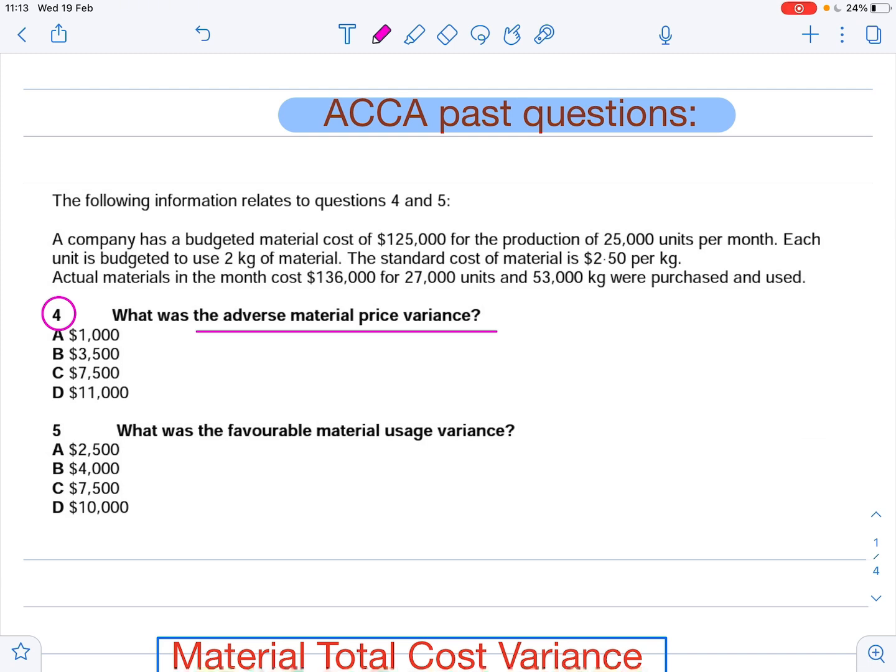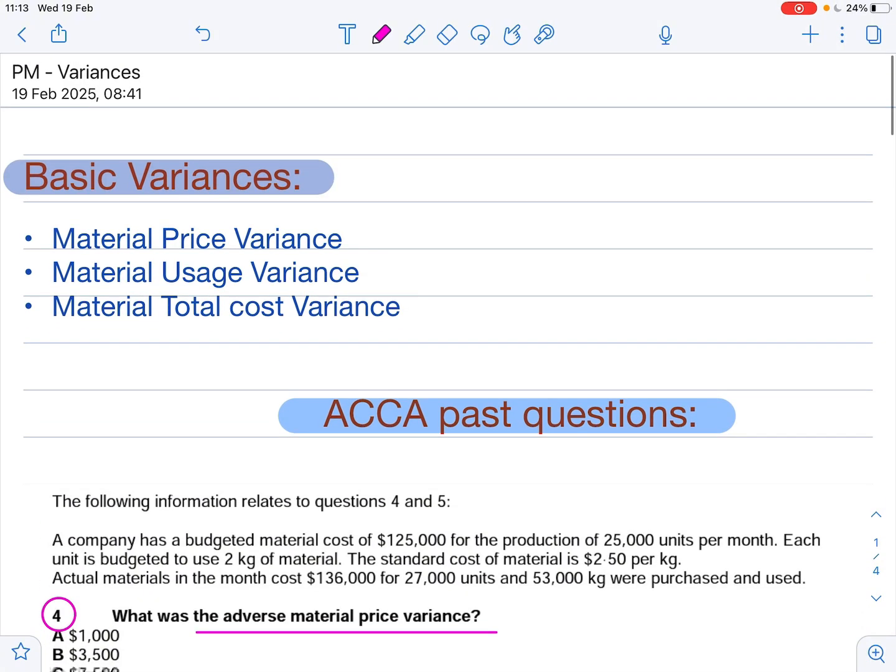And the second question, which is question number 5 here, is asking us for material favorable usage variance. So it says, what was the favorable material usage variance? So these are the two questions. So what topic are we looking at in this video? The topic is basic variances.